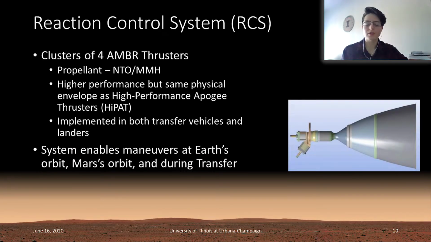The reaction control system implemented in both transfer vehicles and landers consists of various clusters of 4 AMBR thrusters that run on a hypergolic combination of nitrogen tetroxide and monomethyl hydrazine. The thrusters have the same physical envelope as the HiPAT thrusters, however they have a higher performance. Both thrusters are actually manufactured by Aerojet Rocketdyne. This RCS enables maneuvers at Earth's orbit, Mars's orbit, and during transfer, including rendezvous and docking, big course corrections, close attitude control, setting for retropropulsive maneuvers, and orbital maintenance.